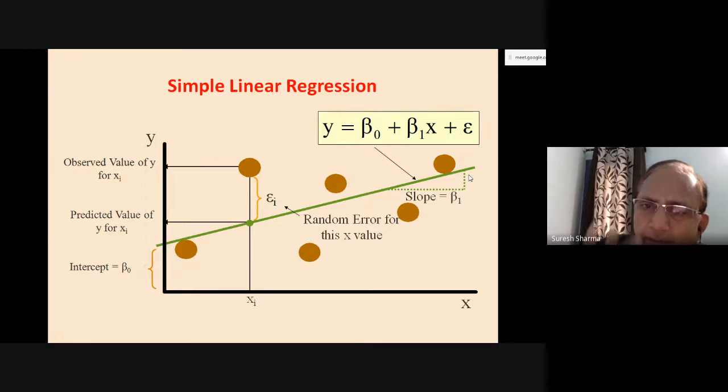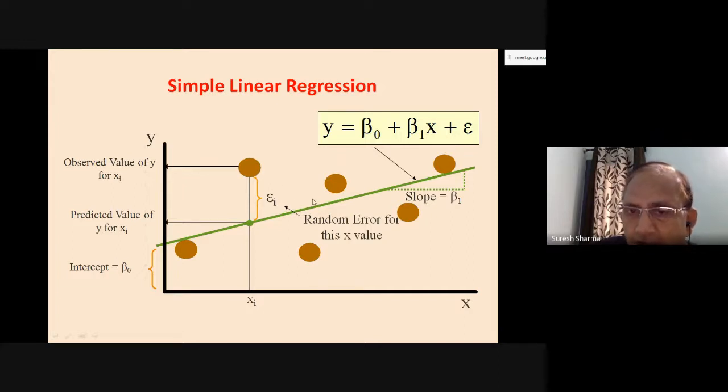Okay, then what do you mean by this error? For example, this point is almost on the line. If this point is almost on the line, the error for this point will be minimum or close to 0. It's almost 0. But look at this one. This is slightly away from the line, so the error for this will be this much. Similarly, this point is far away from the line. Error for this point will be high.